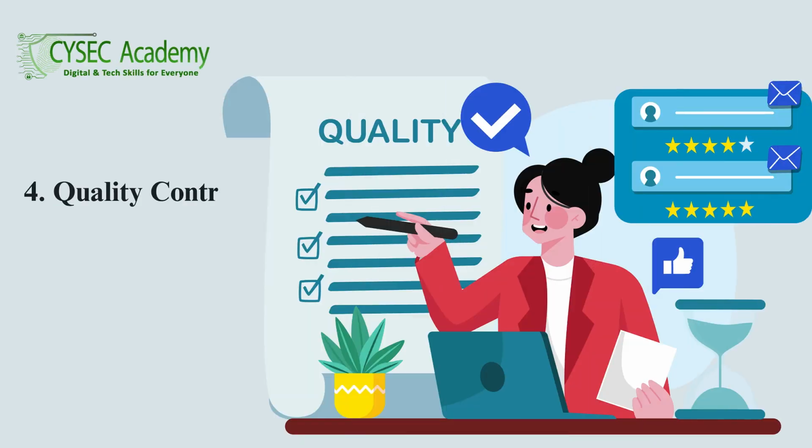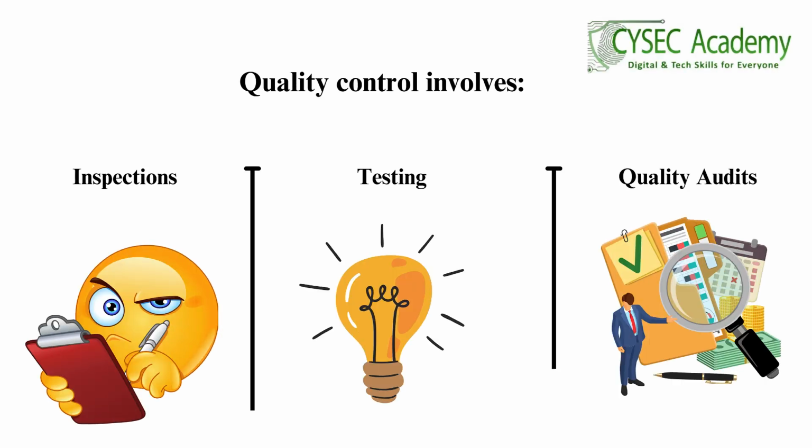4. Quality control. Quality control ensures that project deliverables meet the established quality standards. This involves conducting inspections, testing, and quality audits to verify that the output meets the required specifications. During the charity run, quality control might involve: 1. Inspections, checking the condition of the race course, ensuring all safety measures are in place and verifying that signage is correct.